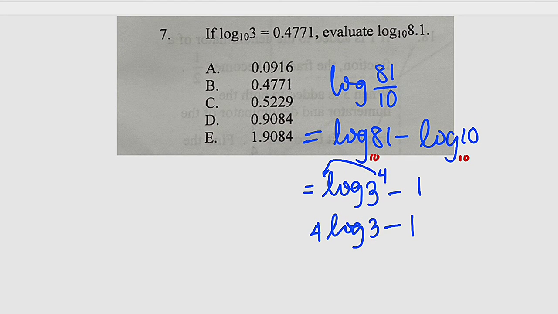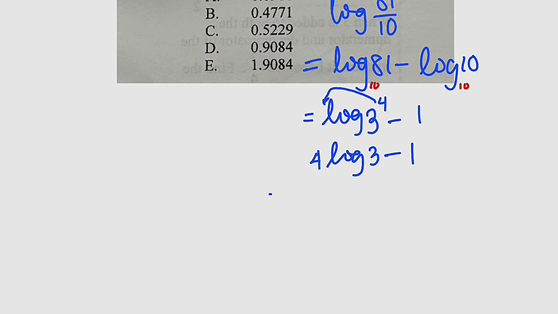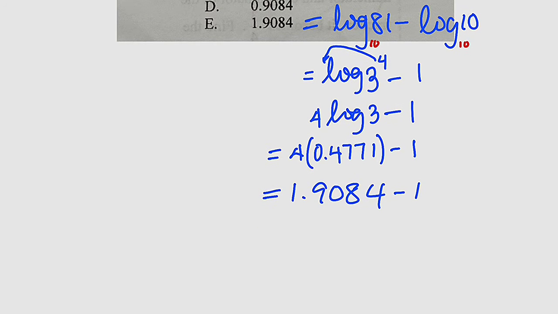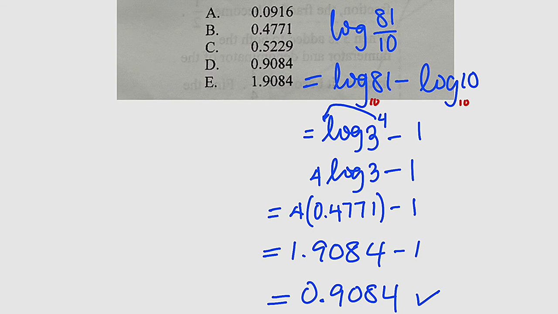Well, log of 3 is given from the question as 0.4771. So this is equal to 4 multiplied by 0.4771, then minus 1. 4 multiplied by 0.4771 is equal to 1.9084. If you subtract 1, you're going to obtain 0.9084. And this is our final answer, which is option D. You can see that right here.